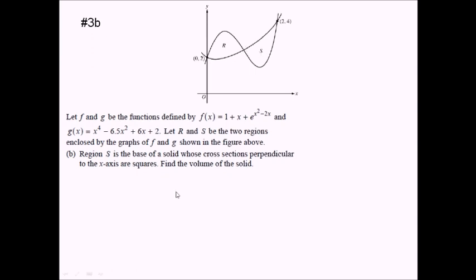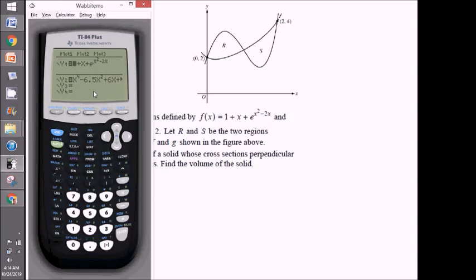Let's figure out where f of x and g of x equal each other. So again, I've got these entered as my y1 and y2 respectively on the calculator. I'm going to graph these now, and then I'll find the intersection.